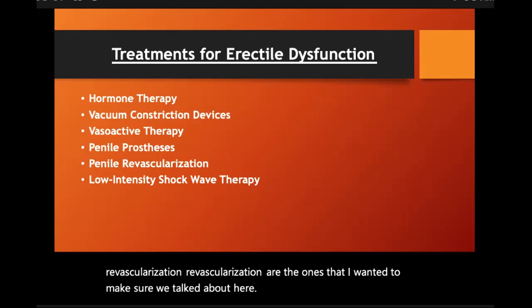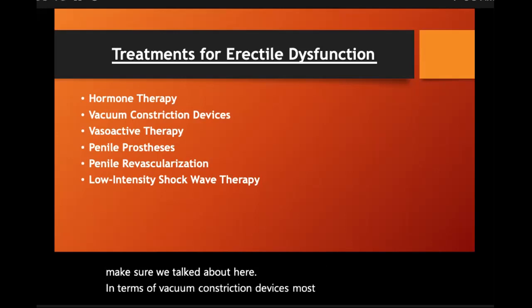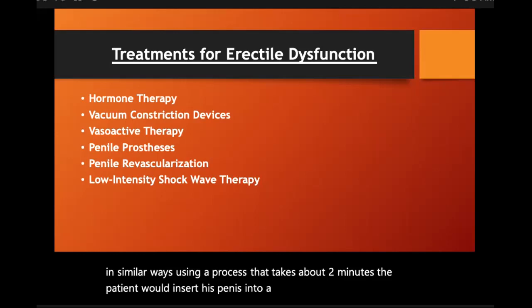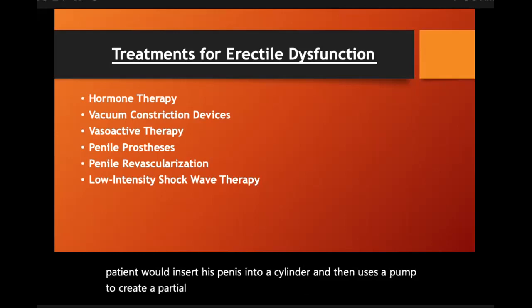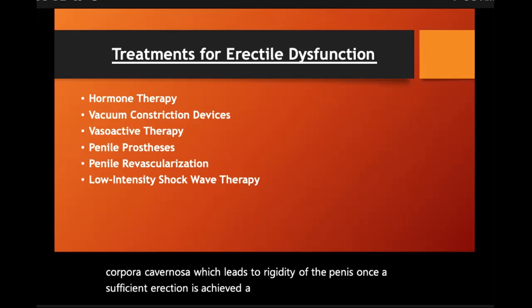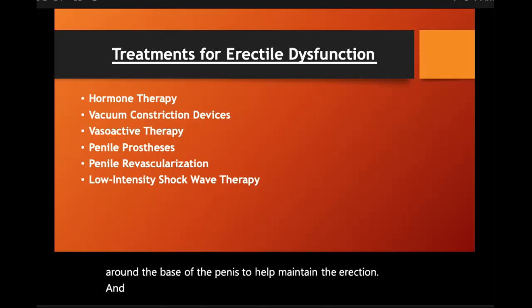In terms of vacuum constriction devices, most vacuum devices work in similar ways using a process that takes about 2 minutes. The patient would insert his penis into a cylinder and then use a pump to create a partial vacuum, which causes venous blood to enter the corpora cavernosa, which leads to rigidity of the penis. Once a sufficient erection is achieved, a latex constriction ring is placed around the base of the penis to help maintain the erection, and then he's able to have sex. This is a non-invasive procedure. Complications are rare. The devices are now available over the counter, and they cost between $300 to $500.